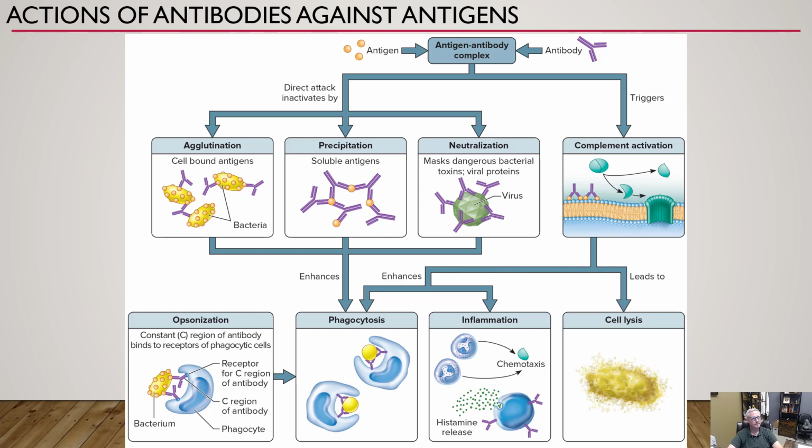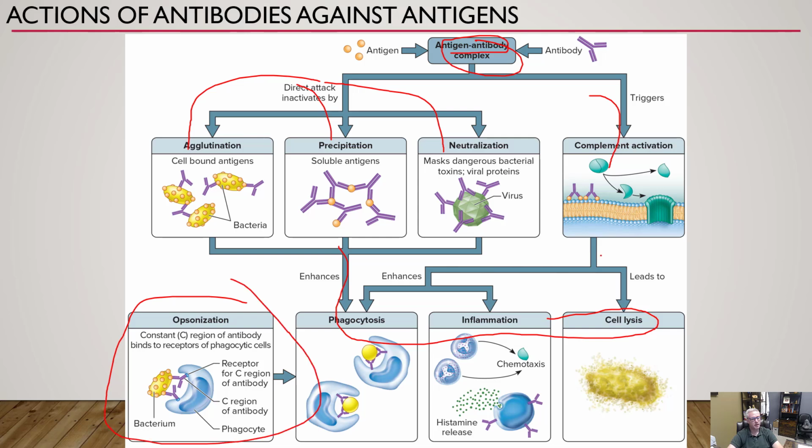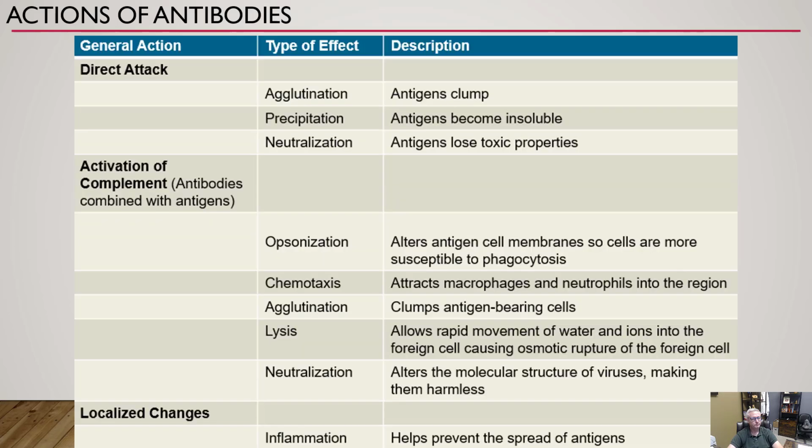Here is just kind of like a summary slide. We have the antigen-antibody complex. That reaction is going to trigger agglutination, precipitation, or neutralization. We can see the complement activation system, phagocytosis, inflammation, cell lysis, and opsonization. Just another summary slide of what we talked about.